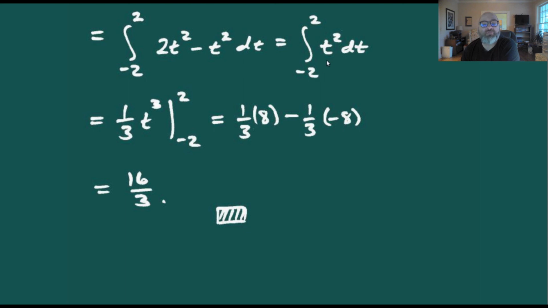So we've got the integral from -2 to 2 of t squared, which eventually gives us the value of 16/3. And so here's another example of computing a flux integral in 2 dimensions, from start to finish.